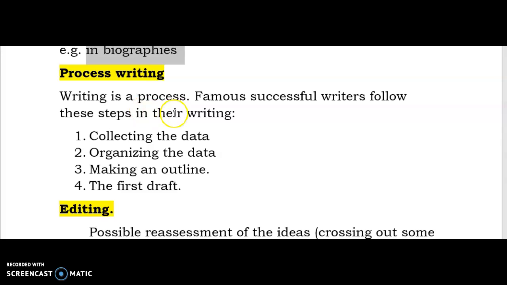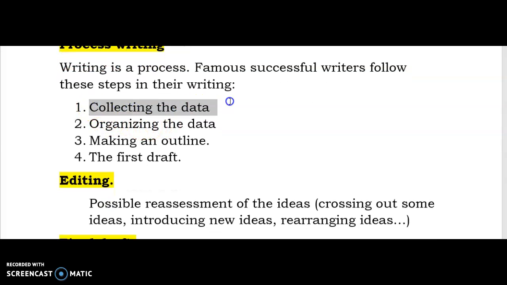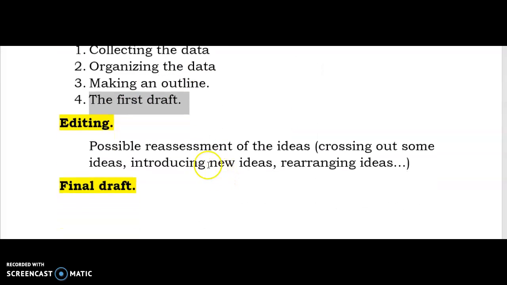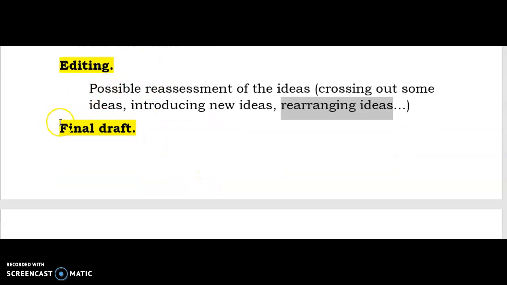Process writing. Writing is a process, and the most successful people who write follow these steps in their writing. The first thing they do is collect the ideas, then they put the ideas on paper and organize them. After that, they make an outline of it, and after the outline, they create the first draft. Then after the draft, editing starts. They edit what they've written, and there might be some possible reassessment of the ideas. They might cross out some ideas, introduce new ideas, or rearrange the ideas which they have already put in the first draft. In this way, they are ready for the final draft.